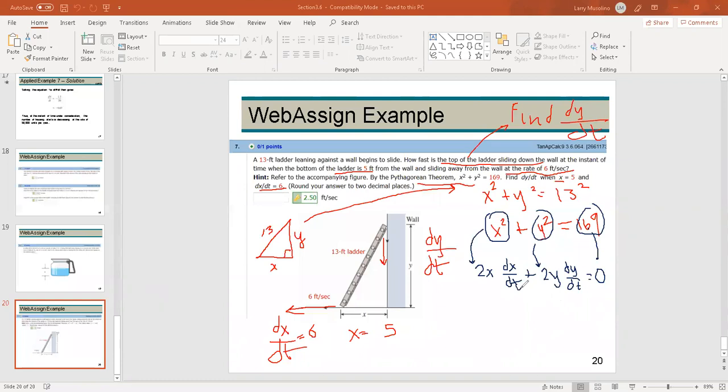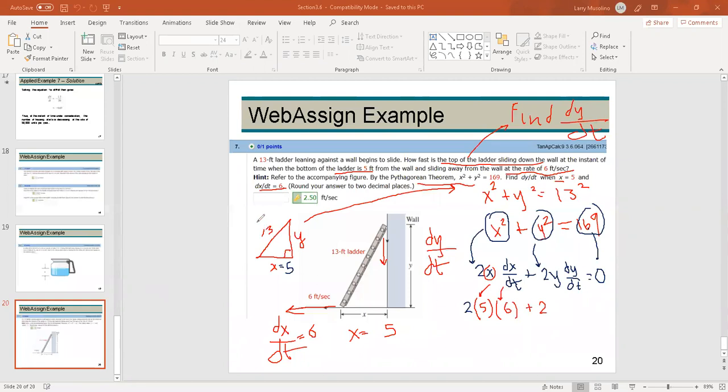All right, remember dy dt is the unknown quantity. So we have x equals 5. Let's plug in with what we know. All right, so this is going to be 2 times x, but we're given that x equals 5. So this is going to be 5. dx dt, we're given in the problem, is 6. So dx dt is going to be 6. Plus 2y. Now we need y in this triangle.